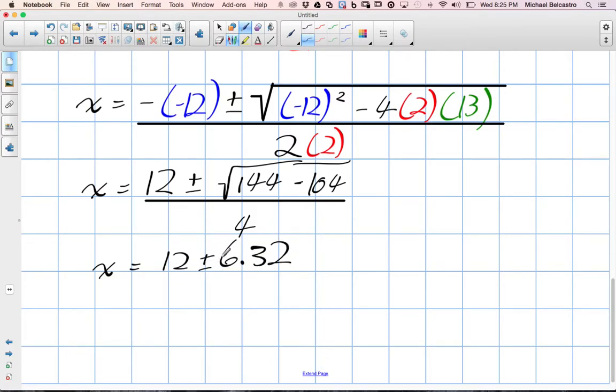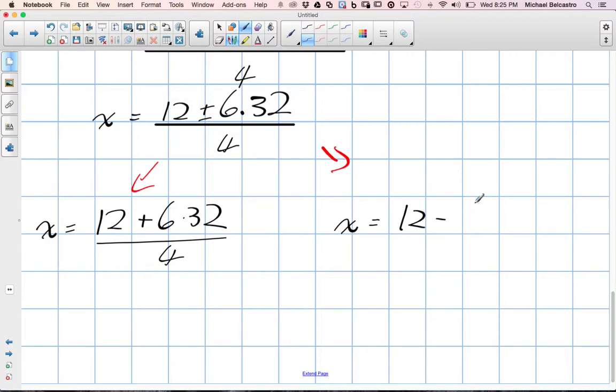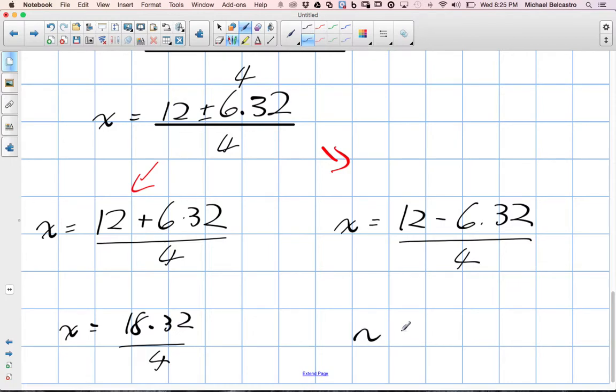So we get 2 answers. That's what that plus or minus is telling us, divided by 4. So here's where we can split our equation. We get x is equal to 12 plus 6.32 divided by 4, and x is equal to 12 minus 6.32 divided by 4. This will become x is equal to 18.32 over 4, and you use your calculator to figure that out.